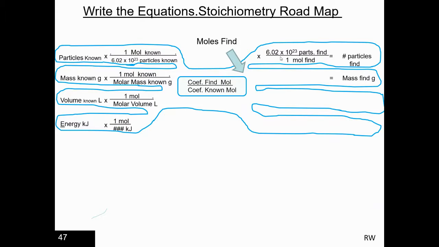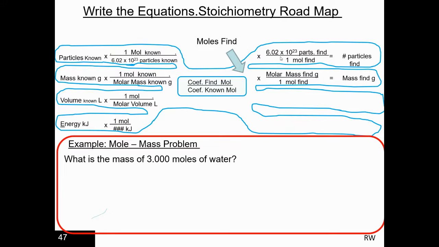Okay, what if we're looking for mass? So let's see. If you're looking for that part, your next conversion factor would be to take the molar mass in grams over 1 mole of the same chemical, the grams of the chemical you're trying to find over the moles of that same chemical.